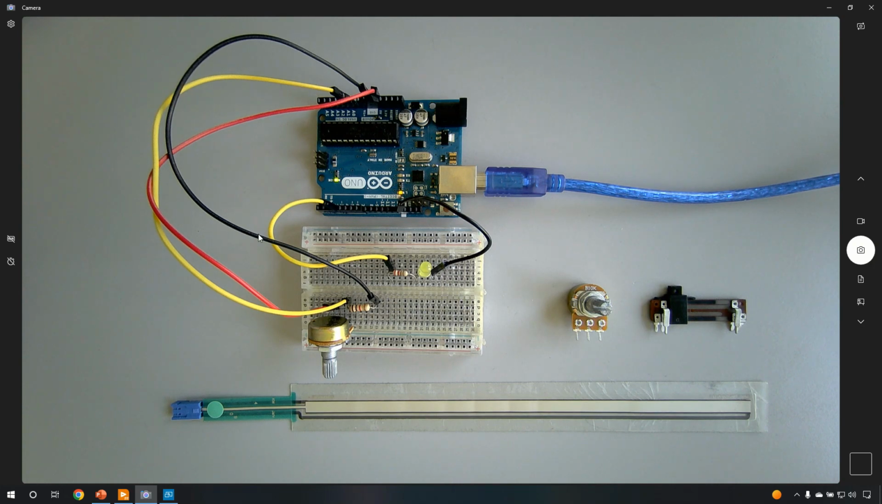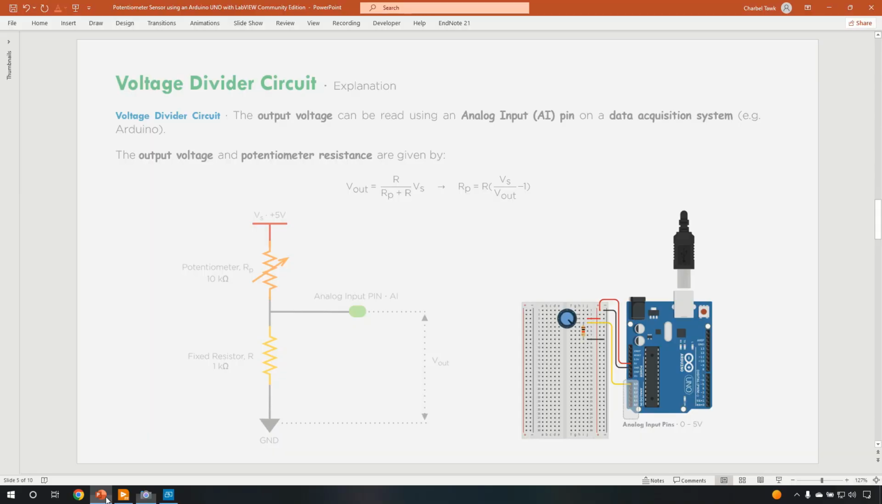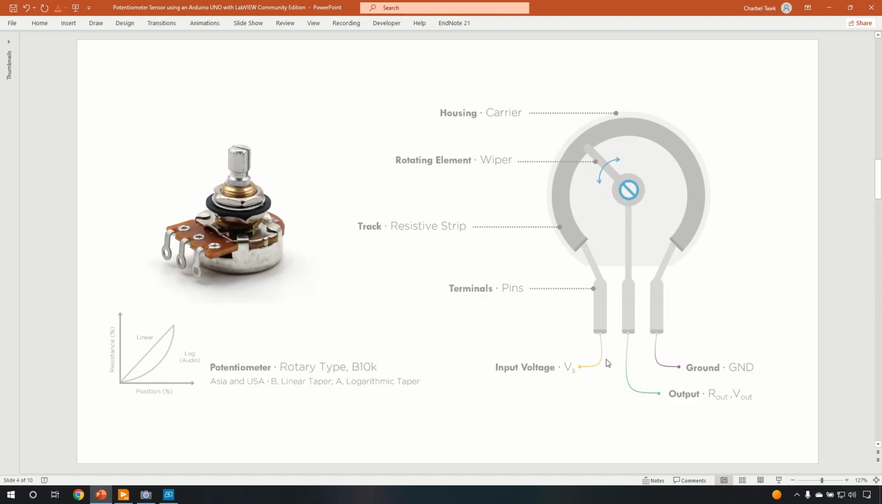And we have the resistor in turn connected to the ground of the Arduino UNO, the 1 kilo ohm resistor. Now, the connection between the two is connected to the analog input of the Arduino UNO in order to acquire the change in resistance for this potentiometer. Now, we mentioned that for the potentiometer, we have 3 input terminals.